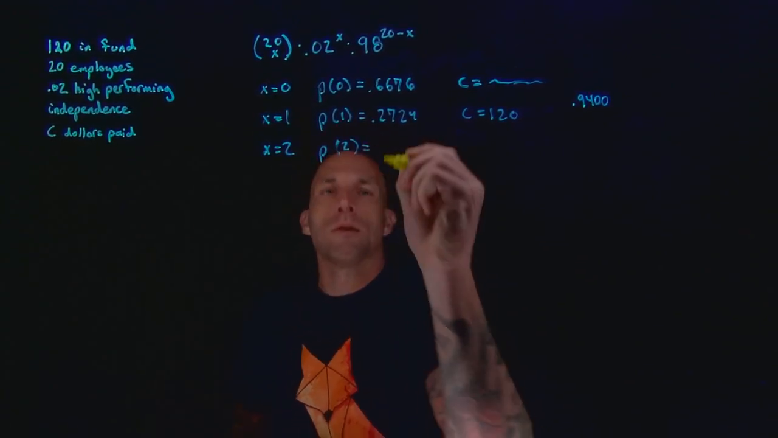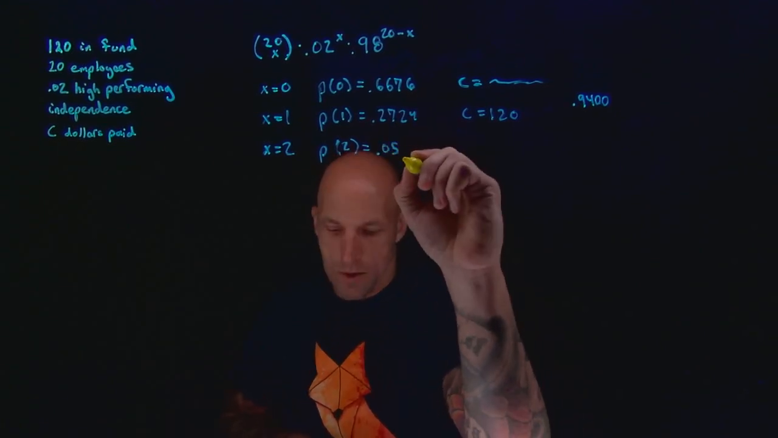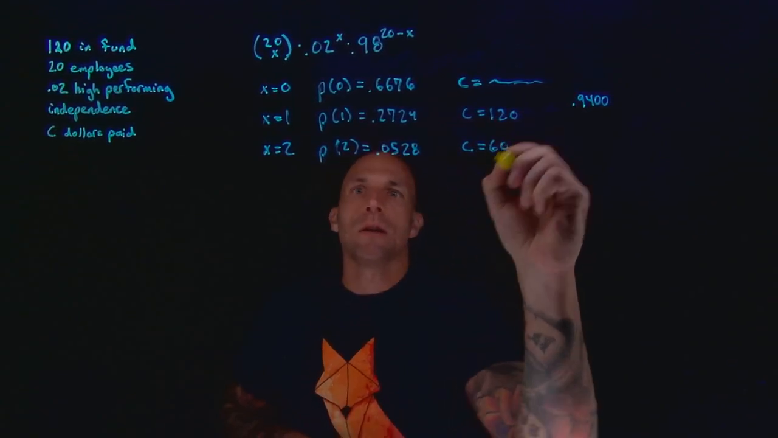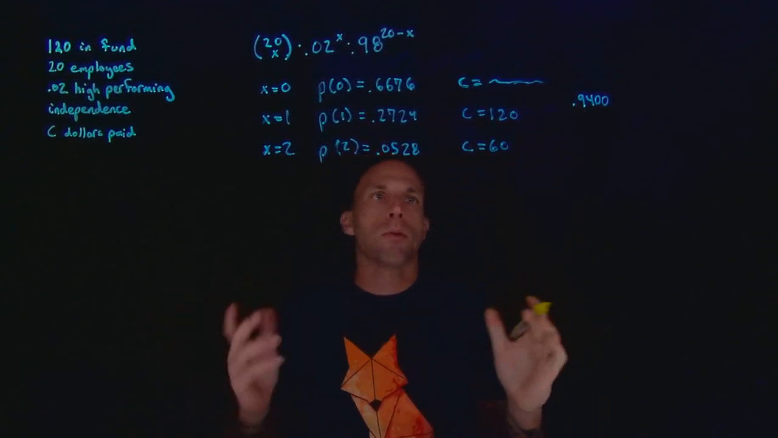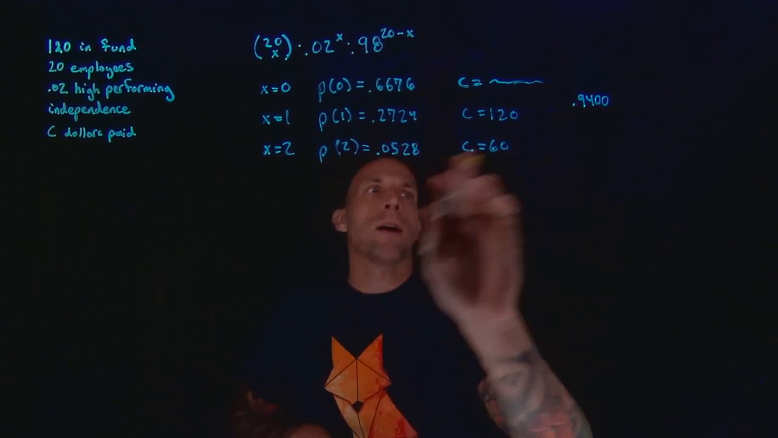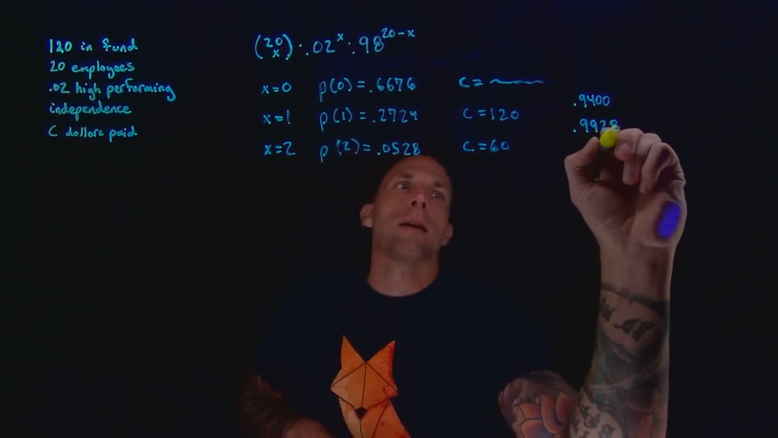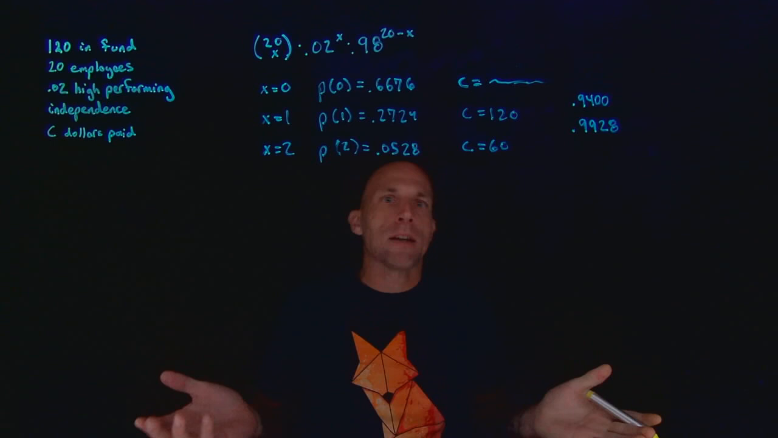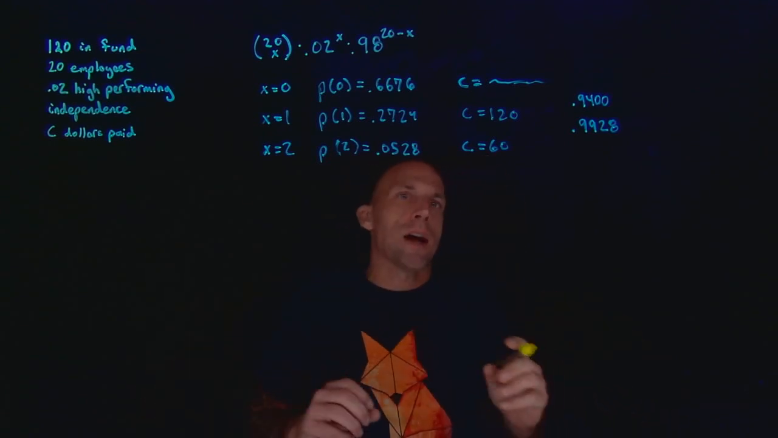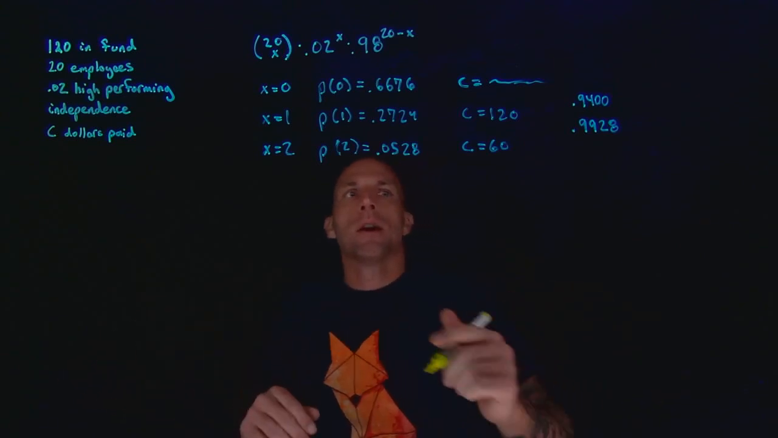If 2 employees win or rise to the high performing standard, there's about a 5% chance of that. And this would be C is equal to 60 because we're going to split the fund between 2 employees. And now cumulatively, if we add the 0.528, we get to 0.9928. So at this point, there's a less than 1% chance that we aren't going to have enough money in the fund if we set the value of C, the amount that we're going to pay each employee, to $60.